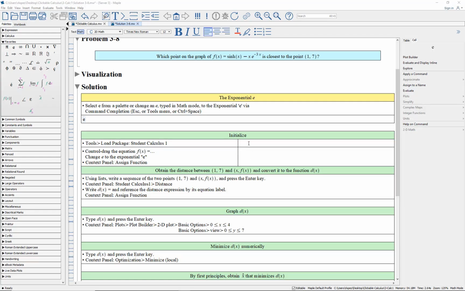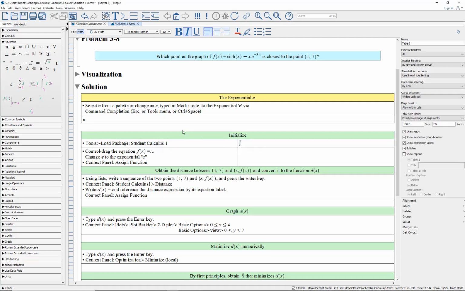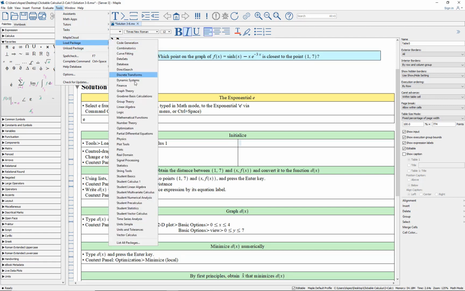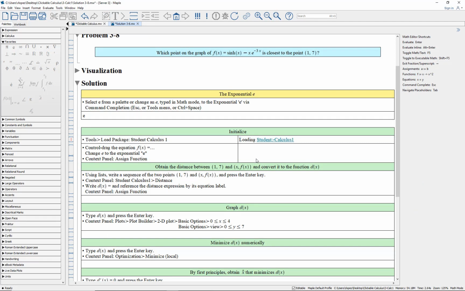To do the calculus part of this problem, we'll begin with loading the Student Calculus 1 package. So Tools, Load Package, Student Calculus 1. Maple has over 100 packages. All it means is the library code is bundled into these nice, neat little clumps. It's all part of Maple.